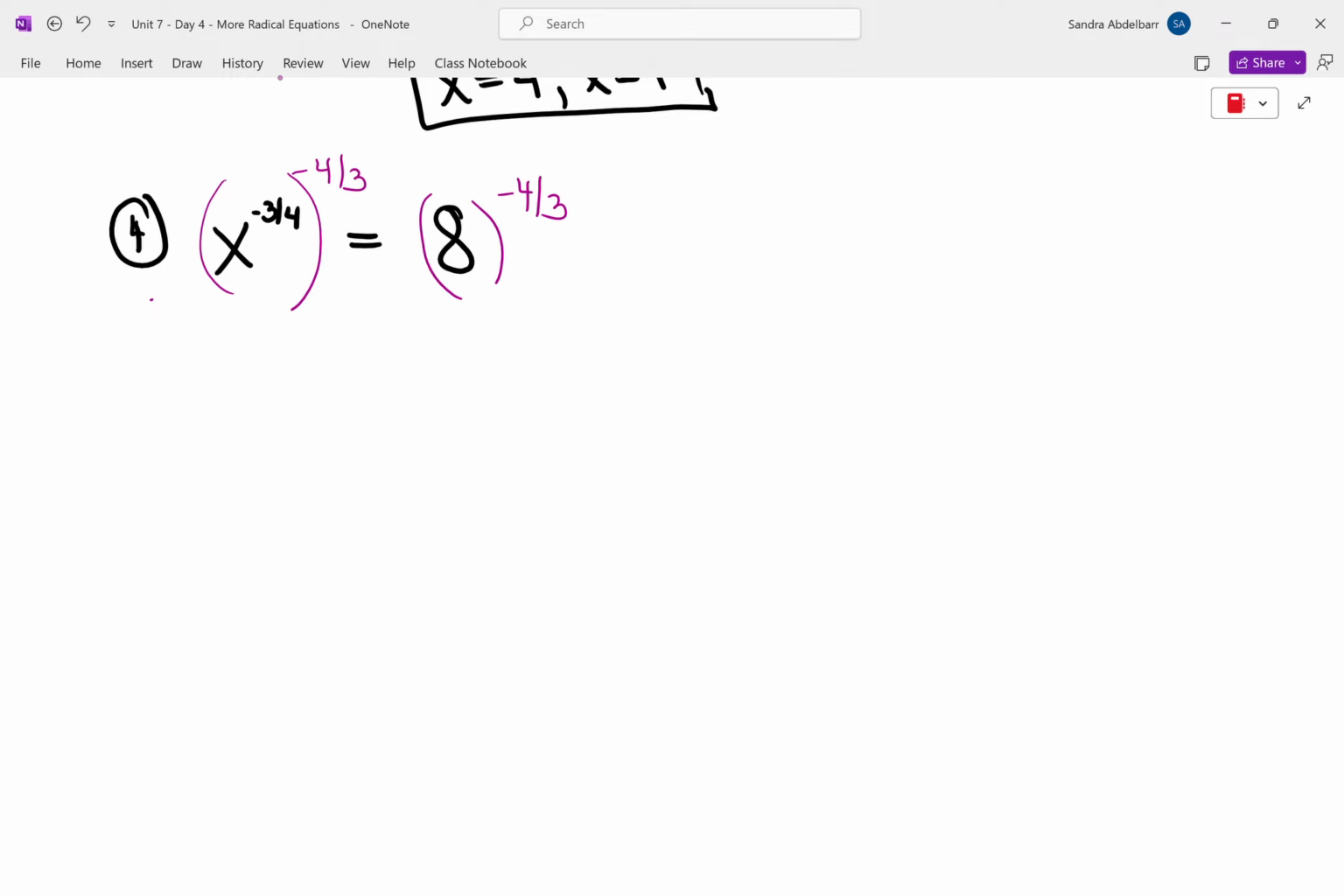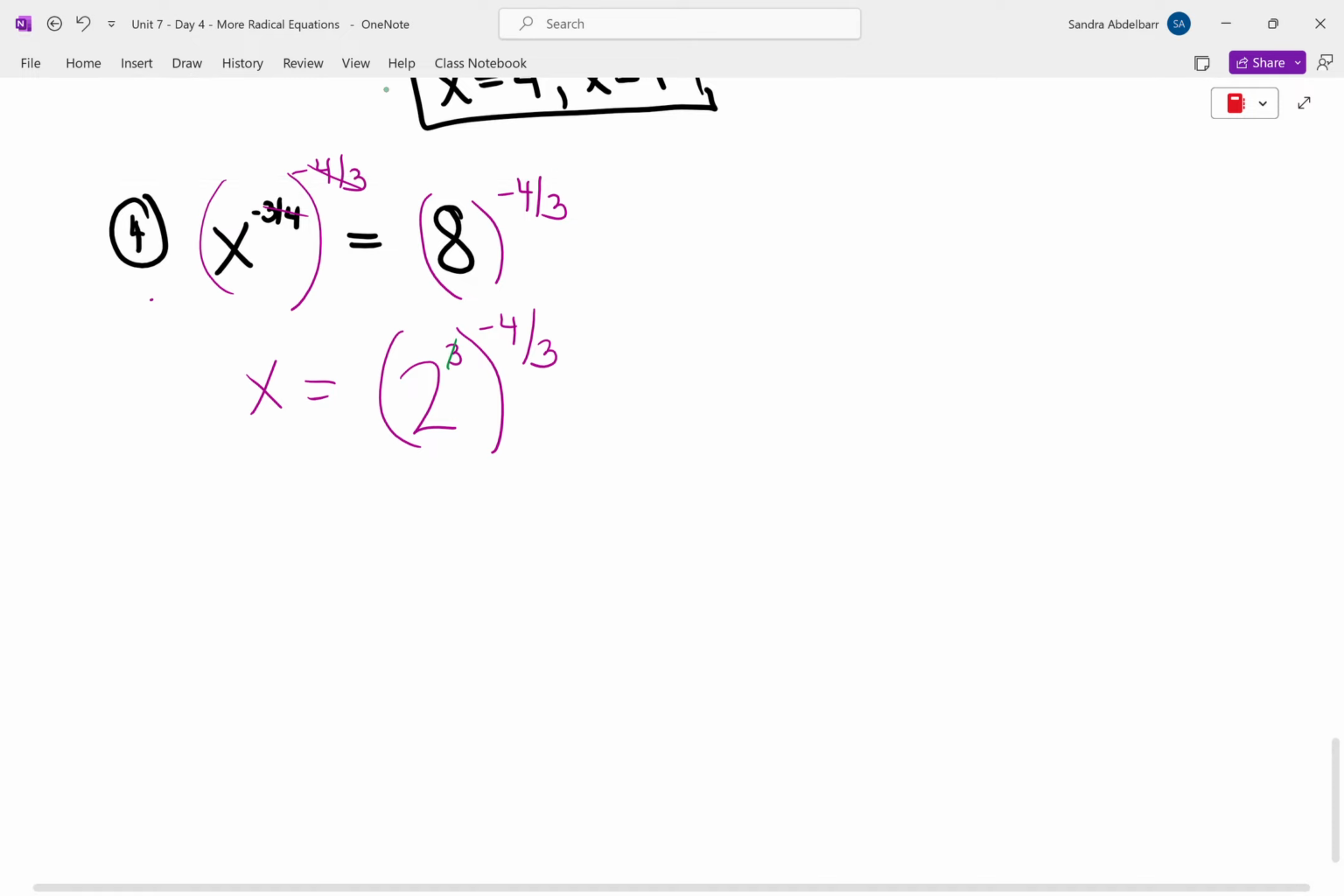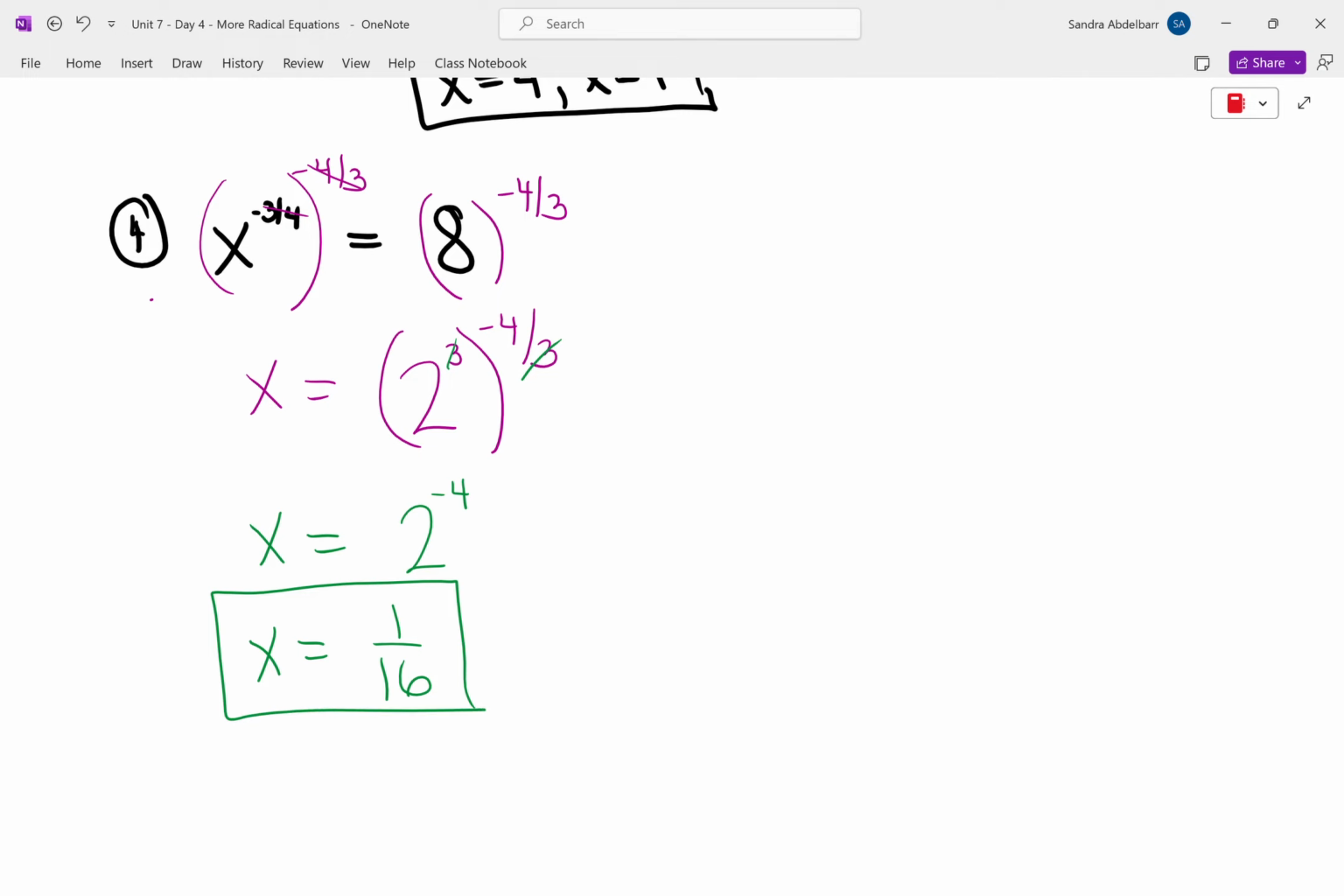And now on the right side, what do you think I'm going to change that 8 to? Kai? Yep, 2 to the 3rd power raised to the negative 4/3 power. Do I need to do plus or minus here? No, we only do plus or minus when what? The denominator's even. So we do not need to do plus or minus here. So we end up with 2 raised to the negative 4th power, which is going to give us 1 over 16.